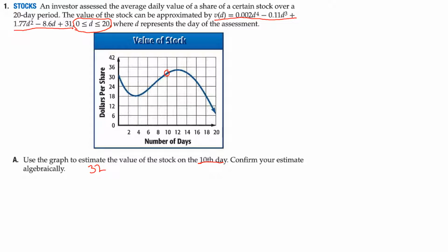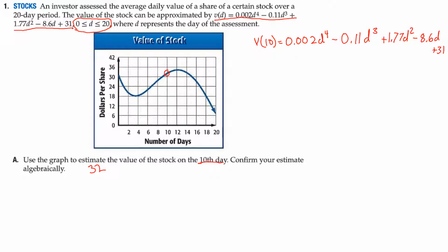Okay, now to confirm the estimate algebraically, I'm going to write V of D over here because I need to do V of 10. V of 10 equals 0.002 D to the fourth minus 0.11 D to the third plus 1.77 D to the second minus 8.6 D plus 31. Whew, that's a long thing. And now I've got to plug 10 into that.